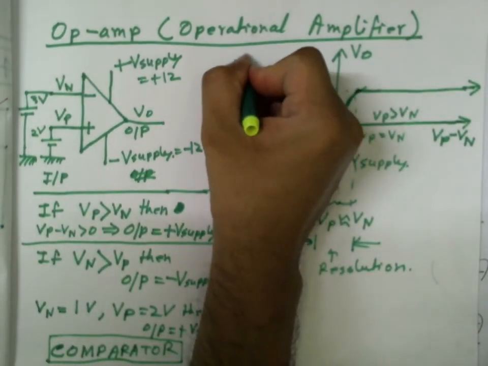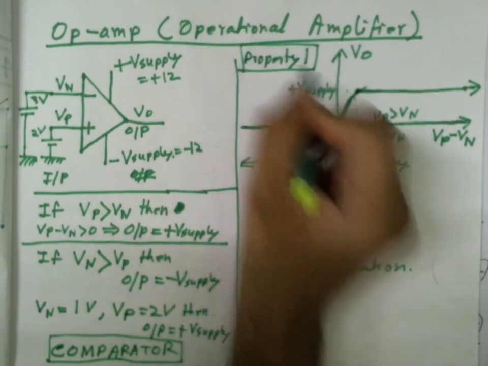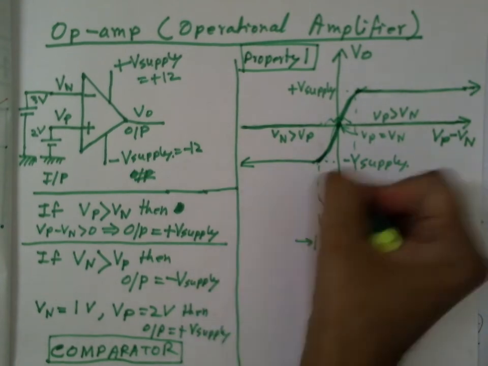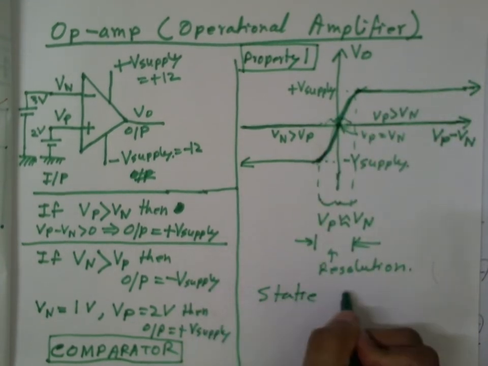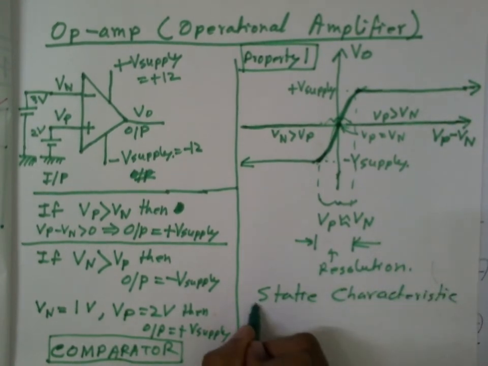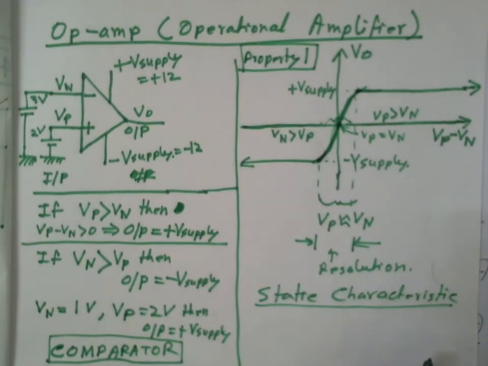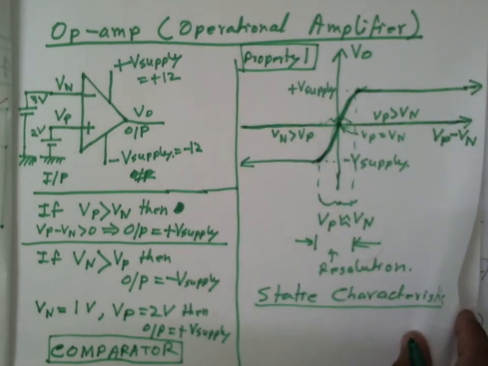I'll call this property 1, the first basic property of an op-amp. And this curve is also called a static characteristic. Now the word characteristic is synonymous with property, and why is it called static? Let's not discuss that now. Just remember that it is called a static characteristic. So this is the first important property of an op-amp.